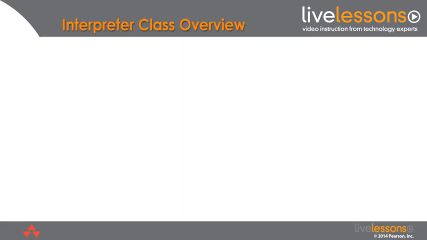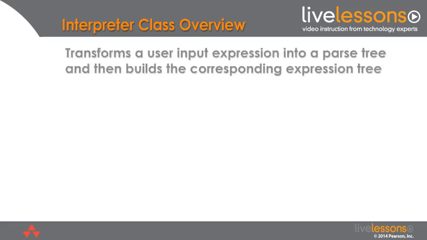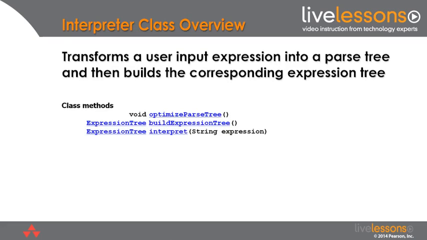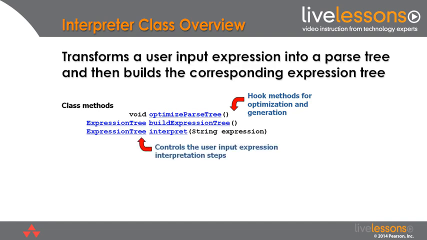Here's a bit of the overview of what the interpreter class could look like. We're going to use it to transform the user input expression into the parse tree. And to do this, we're going to have several methods involved. There's a couple of hook methods we're going to use to help optimize and generate the code in a more flexible way, a more open-ended way, using some other patterns we'll talk about shortly. And then we also have our main interface method called interpret, which is going to take the string provided by the user, either through a command line or a GUI or something else, and it'll be used to actually control the interpretation steps to build the parse tree and then later the expression tree.